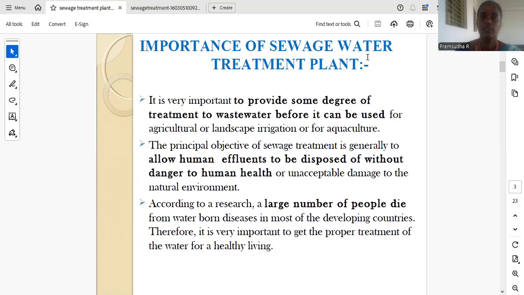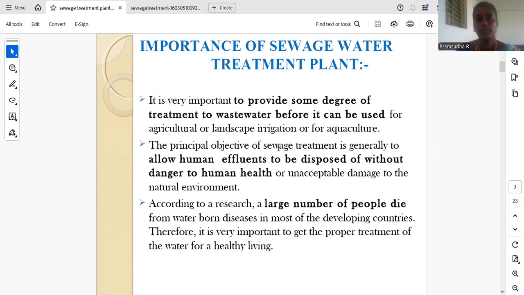The importance of a sewage water treatment plant. It is very important to provide some degree of treatment of wastewater before it can be used for agricultural or landscape irrigation or for aquaculture. So before the wastewater disposal, we have to reduce the contaminants to some extent so that it can be used for all these purposes. Otherwise, it cannot be used for these purposes. Then it will be harmful to human health, harmful to the soil and harmful to the water.